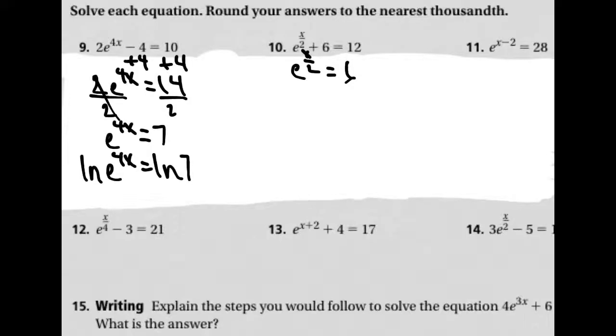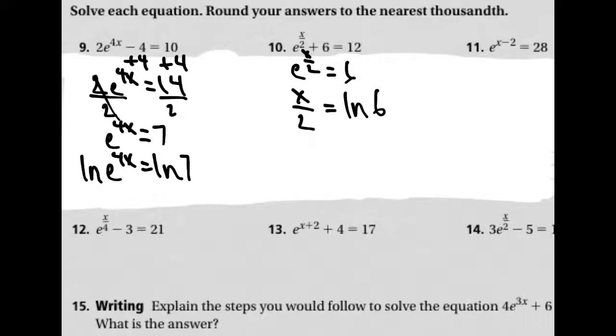Now I can take the ln of both sides, and you can take that step that I showed you. ln of e to the x over 2 becomes just x over 2. And on the right side, you have to write ln of 6. So I skipped that step that I told you. I took the ln of both sides, but on the left side, what ends up happening is the ln and e cancel out, leaving you with just x over 2.